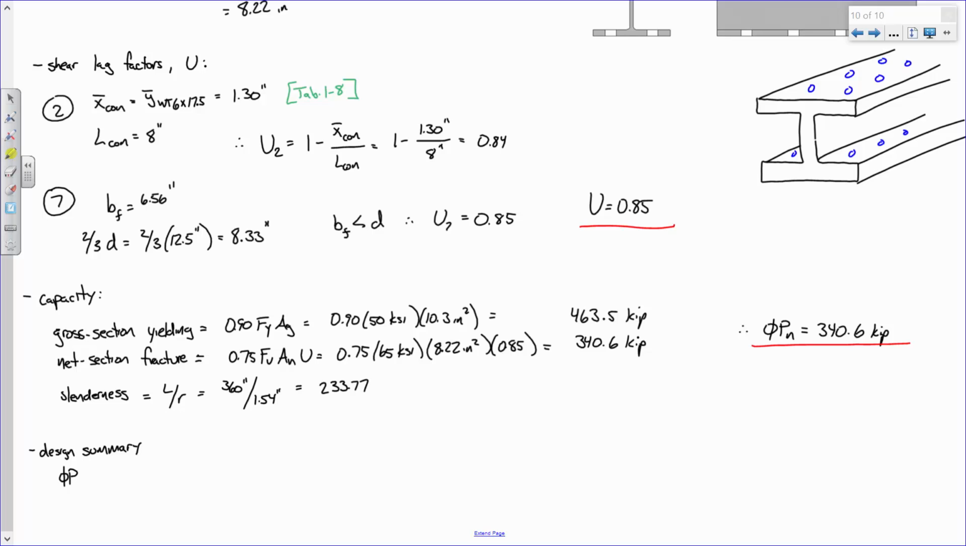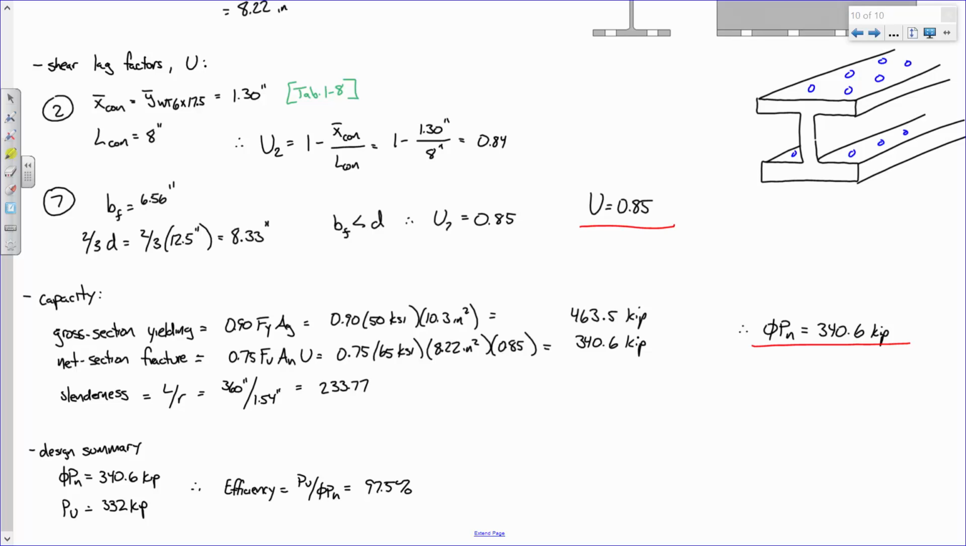Our phi Pn was 340.6 kips. Our Pu, the design load, what we were putting on the section, was 332 kips. So what did the efficiency come out to be? It was Pu over phi Pn, which is 97.5%. Is that right? Okay. Whenever this value is 90% or greater, you're good.